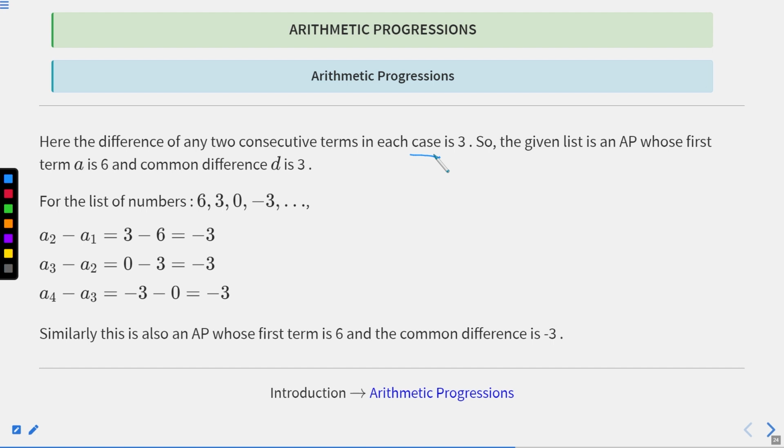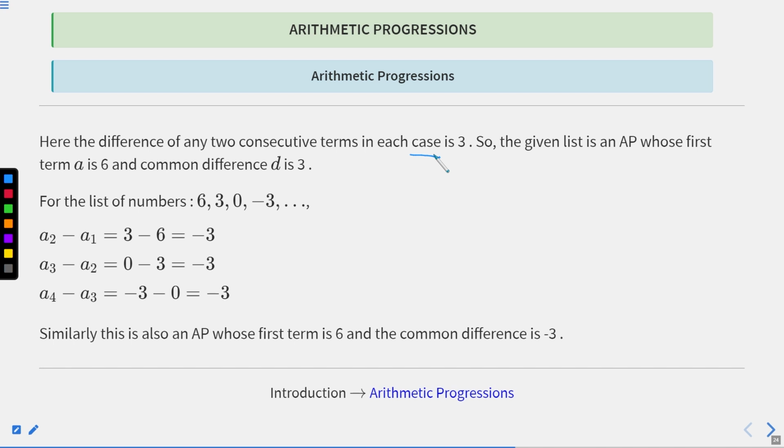So the given list is an AP, whose first term A is 6 and the common difference D is 3. Okay, so here the first term A is 6 and the common difference D is 3. So basically in this example we have been given a list of numbers. First, we check whether this list of numbers is an AP.